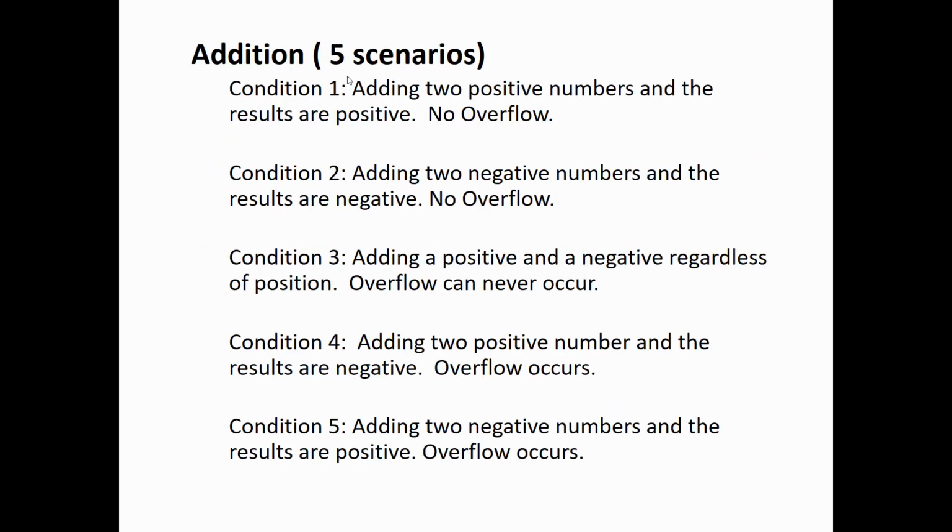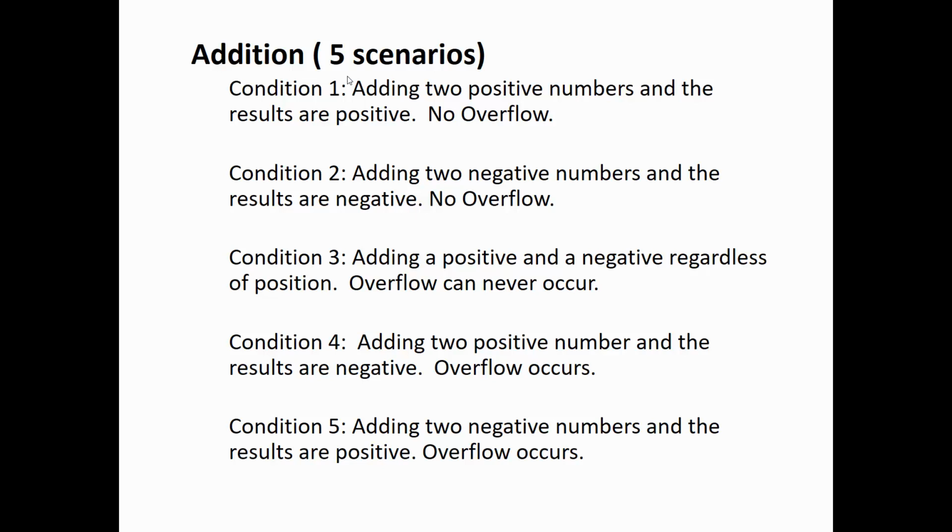Okay, so addition. In binary addition, we really have 5 scenarios that we talk about. Adding two positive numbers and the result is positive, there's no overflow. Adding two negative numbers and the result is negative, there's no overflow. When we're adding a positive and a negative, regardless of position, overflow can never occur, because the result is going to be in between the two. So if the signs are different, you can automatically say there will never be overflow.